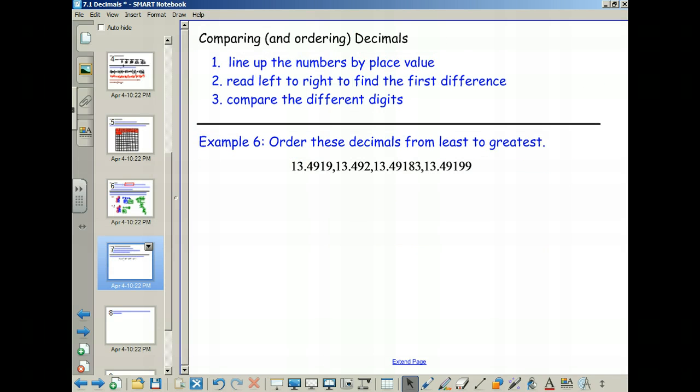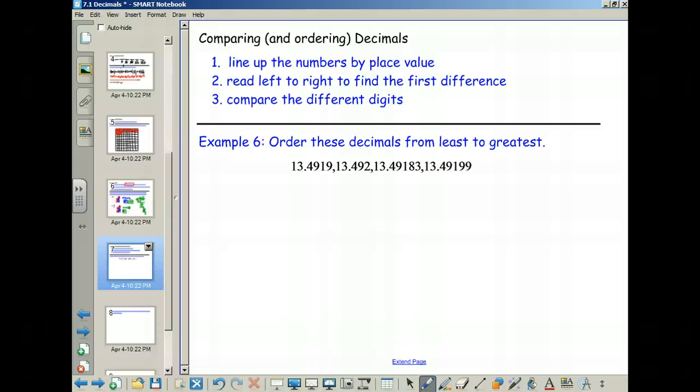Okay, comparing and ordering decimals. When you're comparing the size of decimals, we're trying to put them in order from least to greatest or greatest to least or whatever. The idea is to line them up. And you line them up by place value. And you read them from left to right. And then you compare them for different digits. So you may be able to look at it just like it is, but when we get to some of the repeating issues, you're not going to be able to do that as easily. So what I really want you to do is to line them up, like what I'm saying up here.